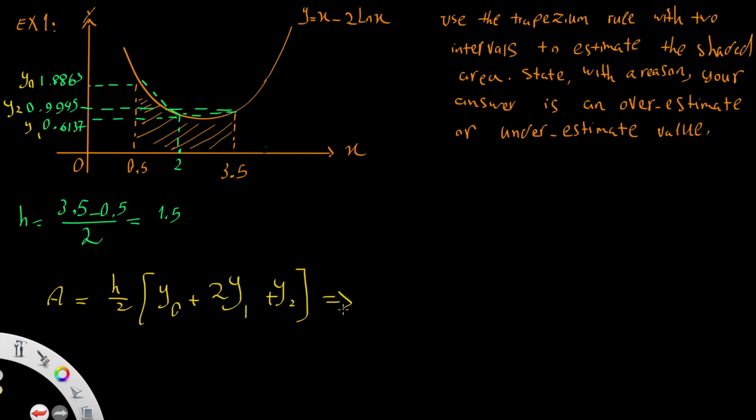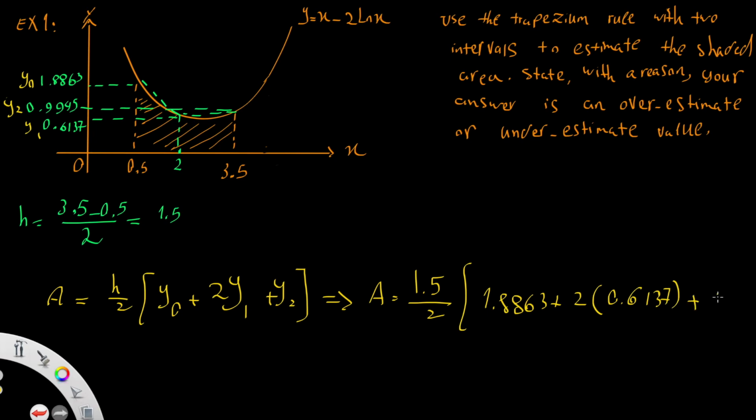Now the area is equal to h, which is 1.5, divided by 2. y0 is this value, which is 1.8863, plus twice the y-coordinate corresponding to 2, which is 0.6137, plus the last one, which is 0.9945. The answer will be almost 3.08115.